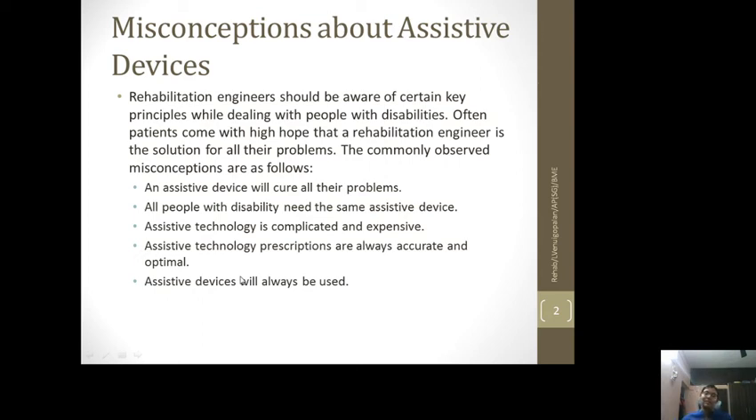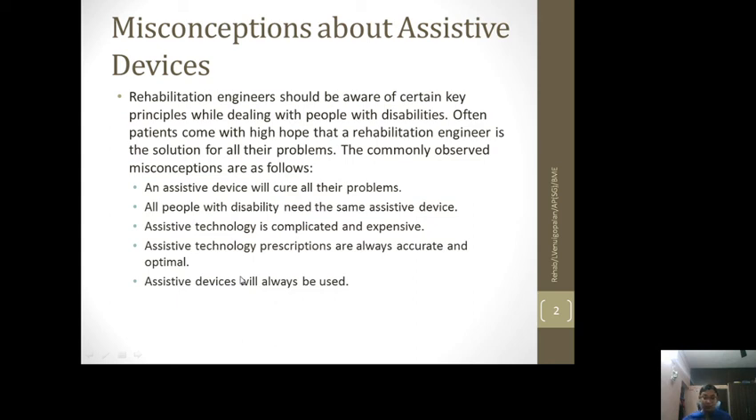And lastly, that an assistive device will always be used. That's again not true. For example, if a person has a frozen shoulder, then a little bit of stretching exercises and some physiotherapy sessions would probably cure it. They probably wouldn't need an assistive device to make their shoulder work again. So it's not necessary that an assistive device will always be used. They are widely used, but not always used.